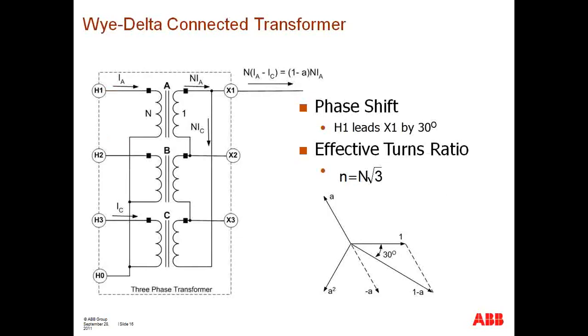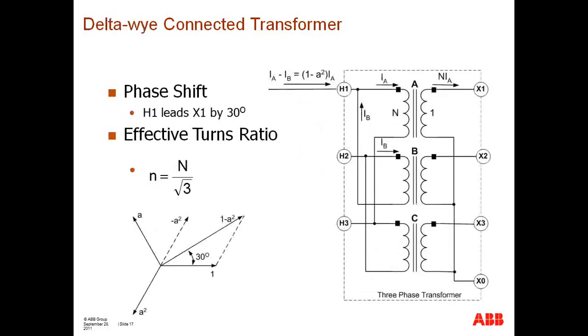Also, from a turns ratio perspective, our effective turns ratio is now multiplied by the square root of 3. So effectively, you can manufacture a transformer that has a higher effective ratio without utilizing an actual copper turns ratio of that same magnitude. You're essentially boosting your turns ratio by the square root of 3. So that's also another advantage, another reason why such a connection is employed.